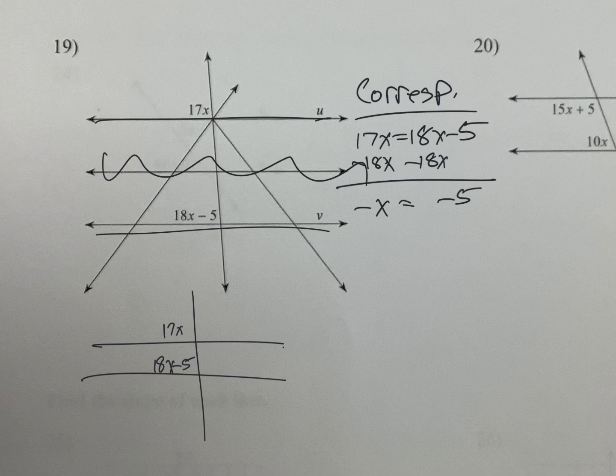So how do we change a negative x to a positive x? You can either divide by a negative 1, or you can multiply by a negative 1. It's the exact same thing. So if we divide by a negative 1, that's a positive x and that's a positive 5. Okay.